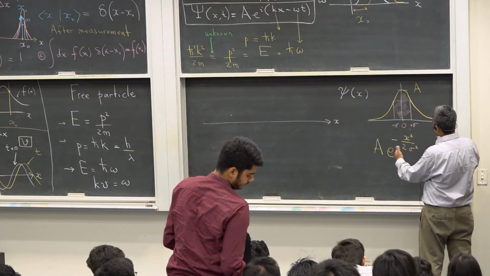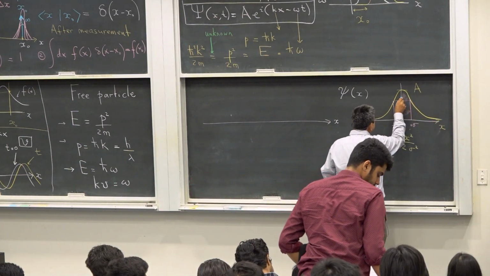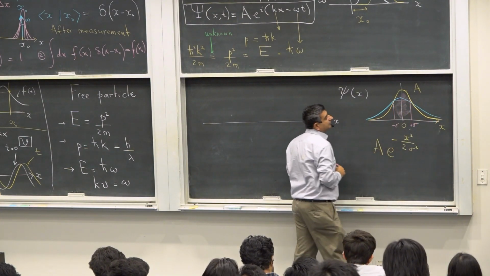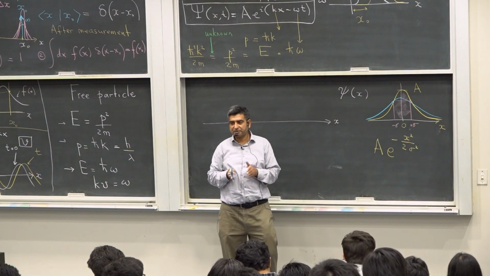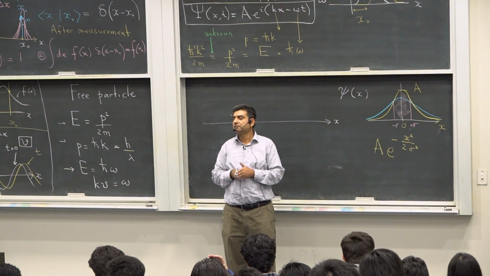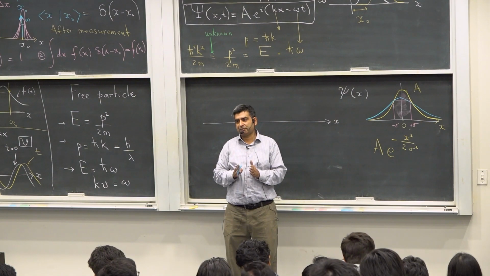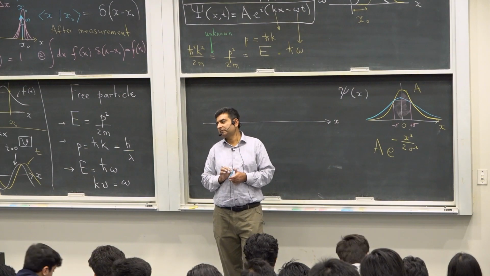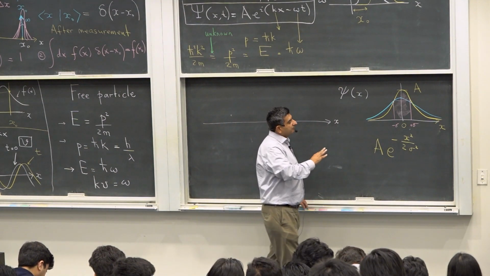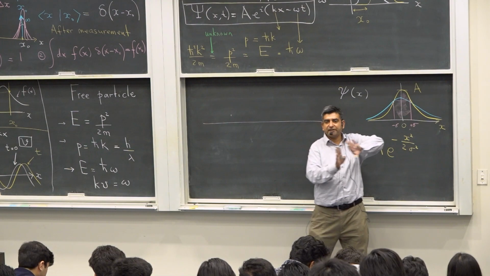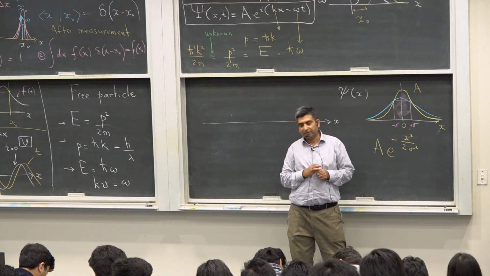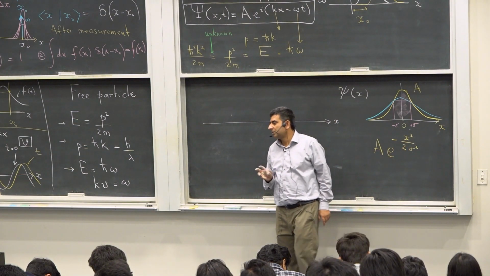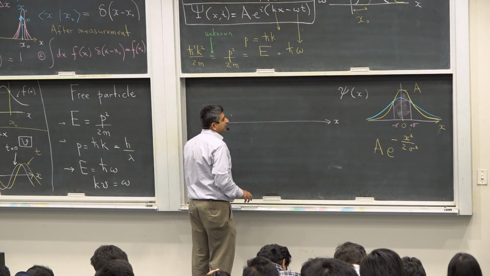Bigger spread: if sigma is large, this function becomes fatter. If sigma is small, this function becomes thinner. So this is your Gaussian distribution. This might represent a localized particle. If this function were shifted in space, then I just need to replace x by x minus the amount of the shift.